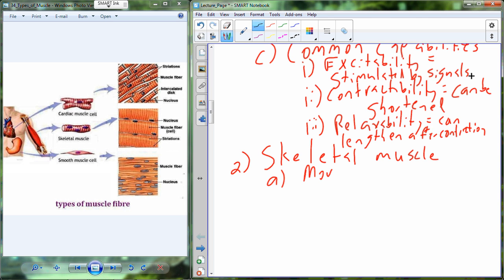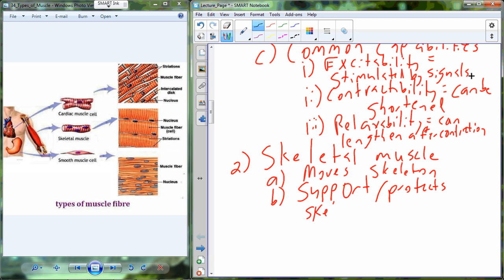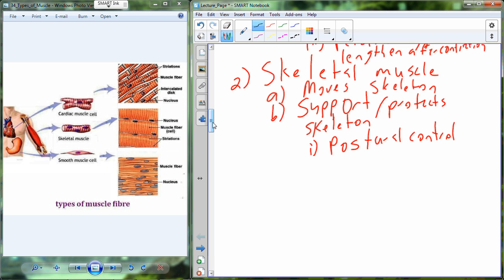So skeletal muscle is very important in moving the skeleton. It pulls on the bones or on joints and helps to facilitate bone movement and skeletal movement. Skeletal muscles also provide support and protection of the skeleton, and so we end up with no unwanted movements. You may recognize that as simply being called postural control. So skeletal muscle moves the skeleton, supports and protects that skeleton, which we would call postural control. So you maintain your posture.